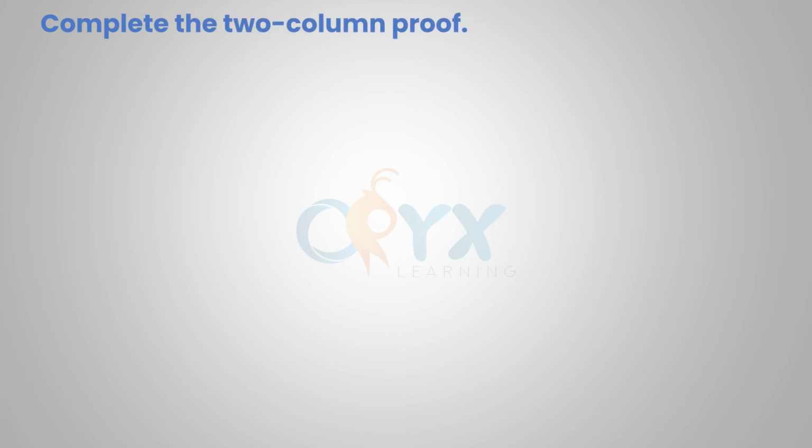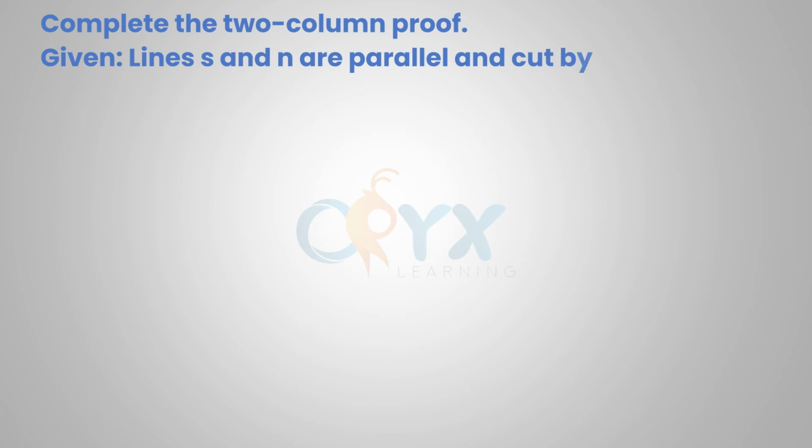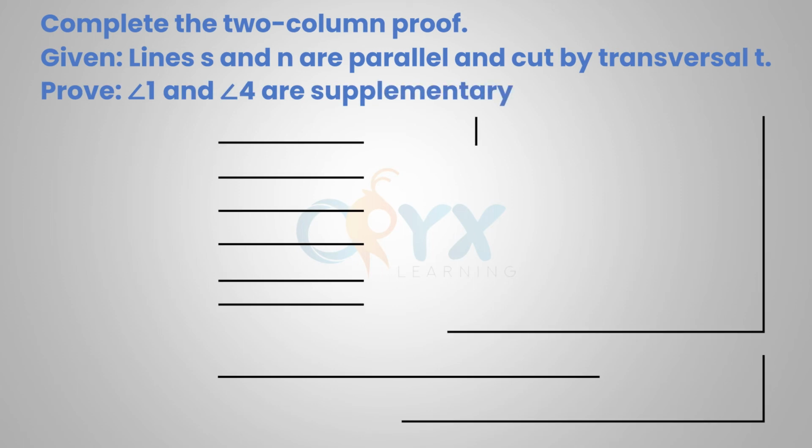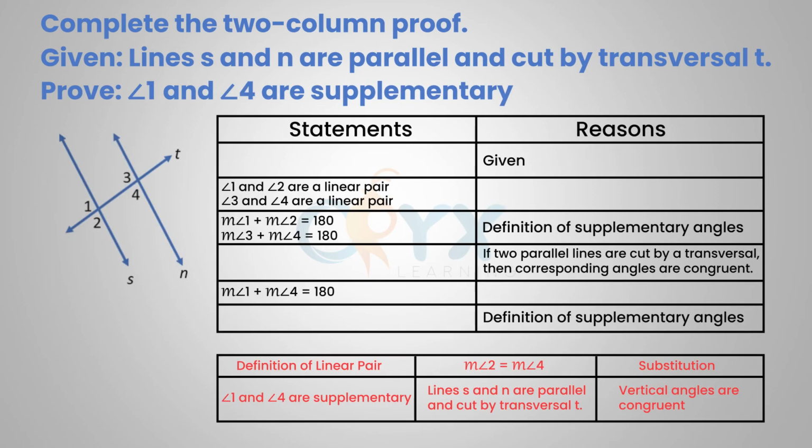Complete the two-column proof. Given, lines S and N are parallel and cut by transversal T. Prove angle 1 and angle 4 are supplementary. The first statement is the given statement, and the given is that lines S and N are parallel and cut by transversal T. We can then say that angle 1 and angle 2 are a linear pair, as well as angle 3 and angle 4 are also a linear pair.